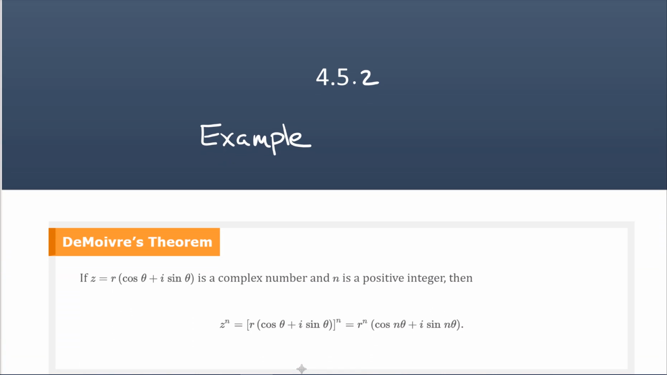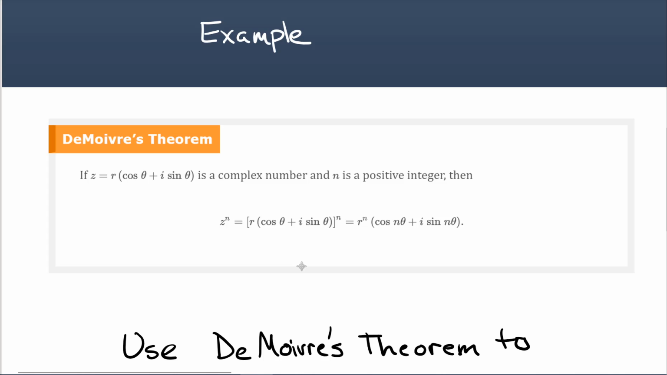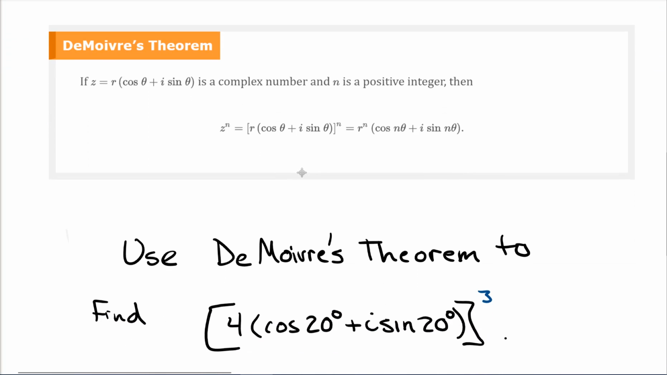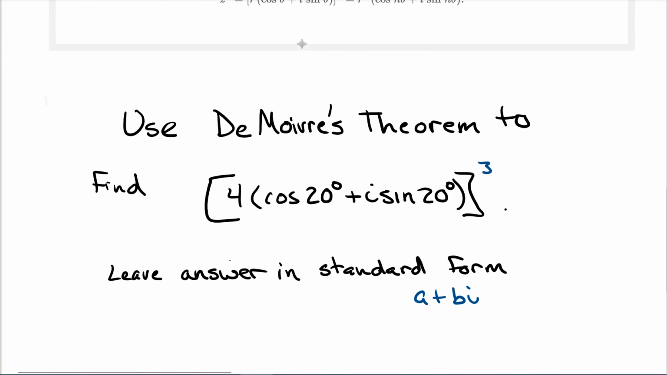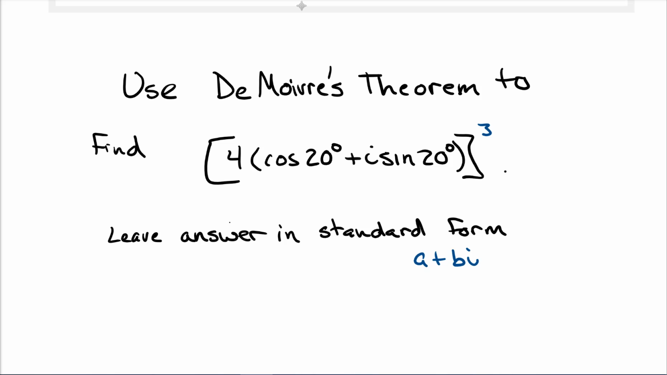So here's our formula, de Moivre's theorem. We're going to use it anytime you want to raise something to a power, as long as it's a positive integer. So it says use de Moivre's theorem to find 4 times the quantity of cosine of 20 degrees plus i sine of 20 degrees, all raised to the third power. And when we're done, we're going to leave our answer in the standard form, a plus bi.